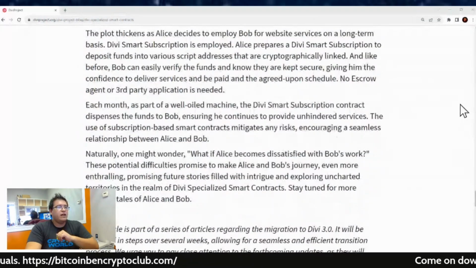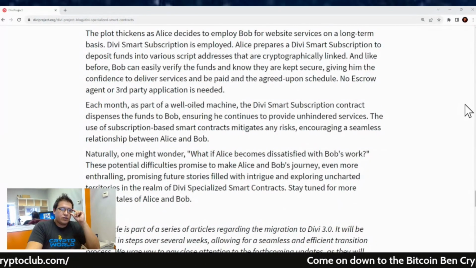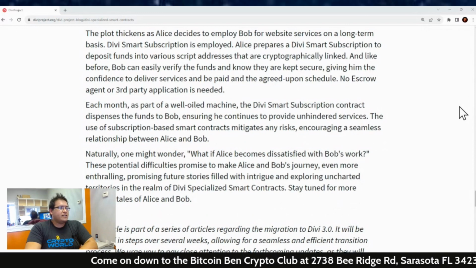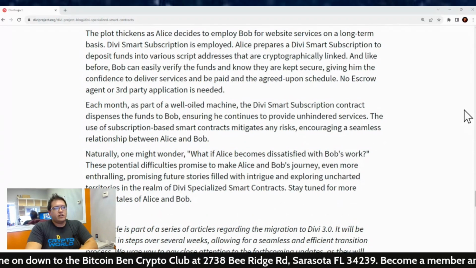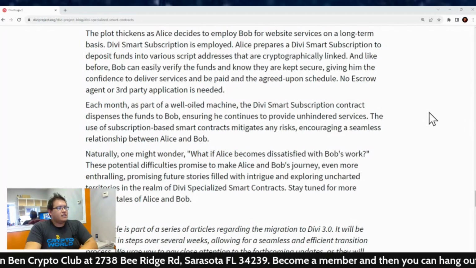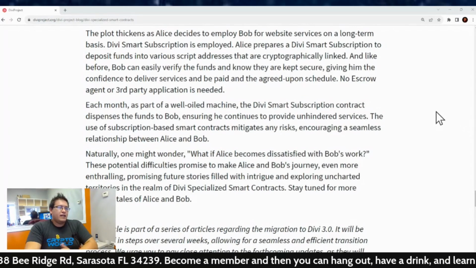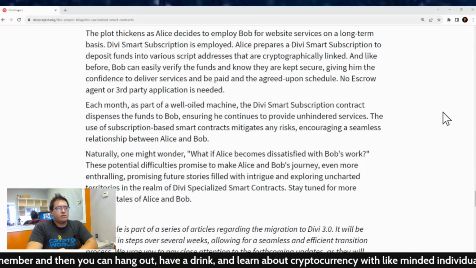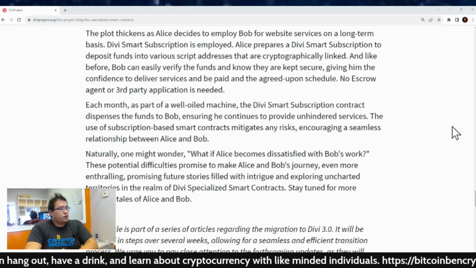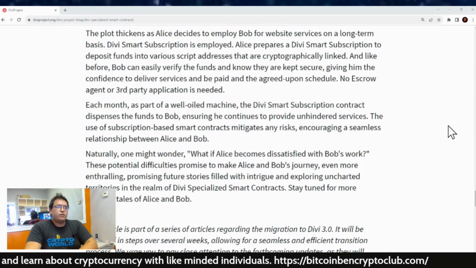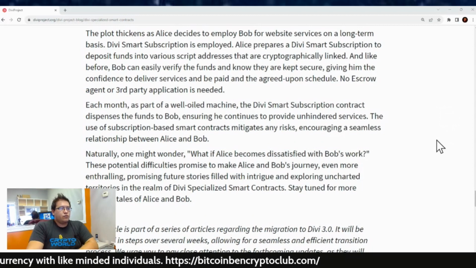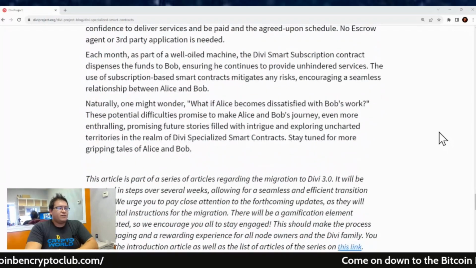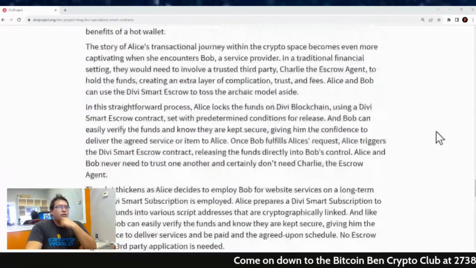And each month, as part of a well-oiled machine, the Divi Smart subscription contract dispenses the funds to Bob, ensuring he continues to provide unhindered services, and the use of subscription-based smart contracts mitigates any risks, encouraging a seamless relationship between Alice and Bob. And naturally, one might wonder, what if Alice becomes dissatisfied with Bob's work? These potential difficulties promise to make Alice and Bob's journey even more enthralling, and promise future stories filled with intrigue and exploring uncharted territories in the realm of Divi's smart contracts. So stay tuned for more gripping tales of Alice and Bob as we get more articles on Divi 3.0 and everything to come with it.